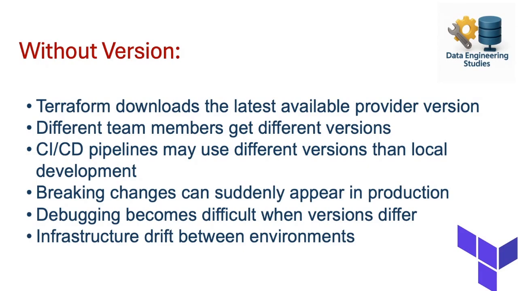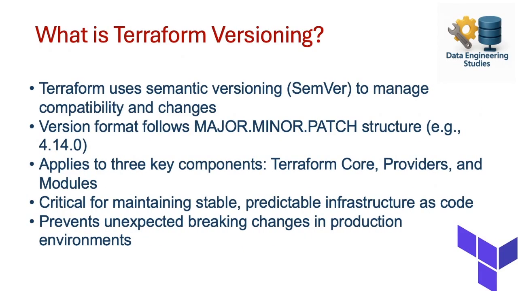So what exactly is Terraform versioning? Terraform uses something called semantic versioning to manage compatibility and changes. The version format follows the structure of major, minor, and patch. For example, 4.14.0. Versioning applies to three key components: Terraform core, providers, and modules. It is critical because it helps maintain stable and predictable infrastructure as code. By locking version, you can avoid unexpected breaking changes in production environments, and everything stays consistent across teams and pipelines.